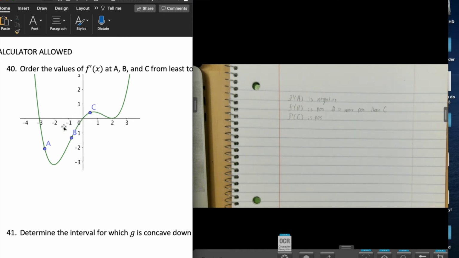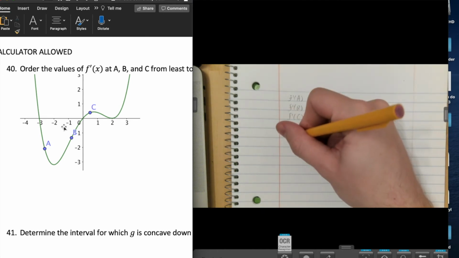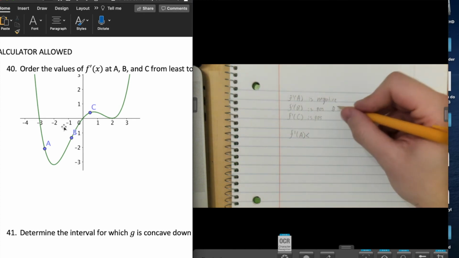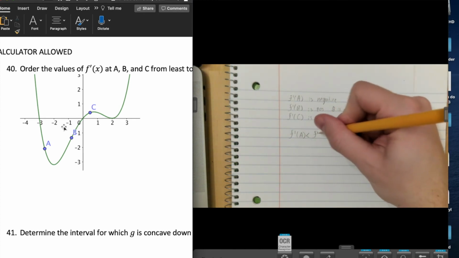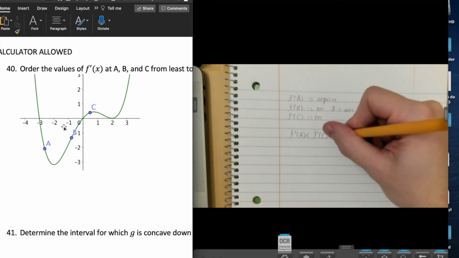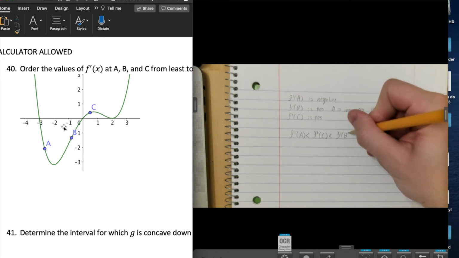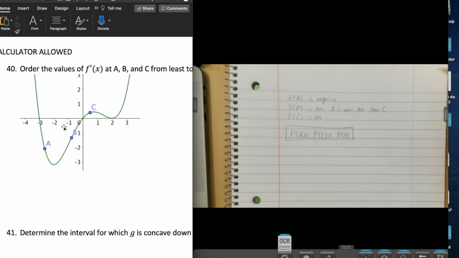So I'm supposed to order these from least to greatest. Well, since A is negative, it's definitely the least. So F prime of A is less than, well, B is the most positive, so that means C should go next. So F prime of C is the next largest derivative, and F prime of B is therefore the largest, so that should be your answer.